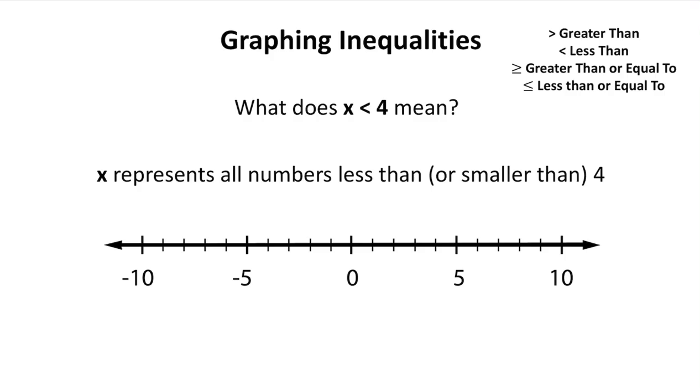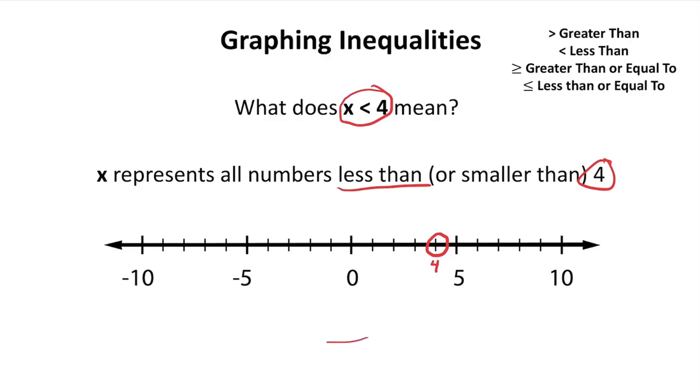When you graph an inequality, so let's look at this, okay? What does x is less than 4 mean? X represents all the numbers that are less than, smaller than 4. The way you graph that, this is where the 4 is right here. You circle that point on the number line.